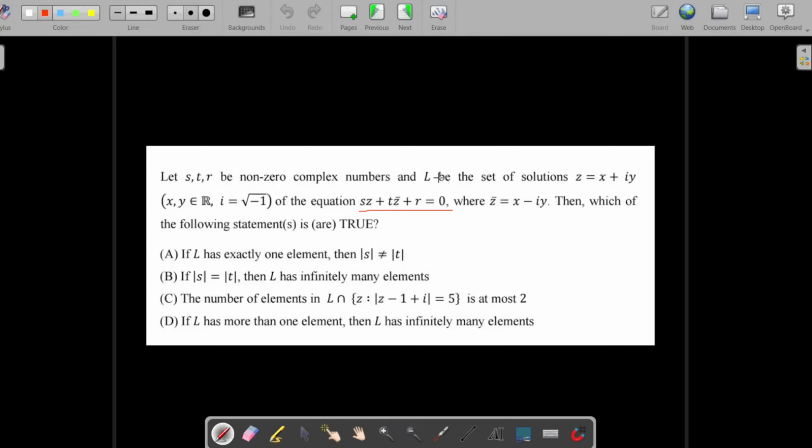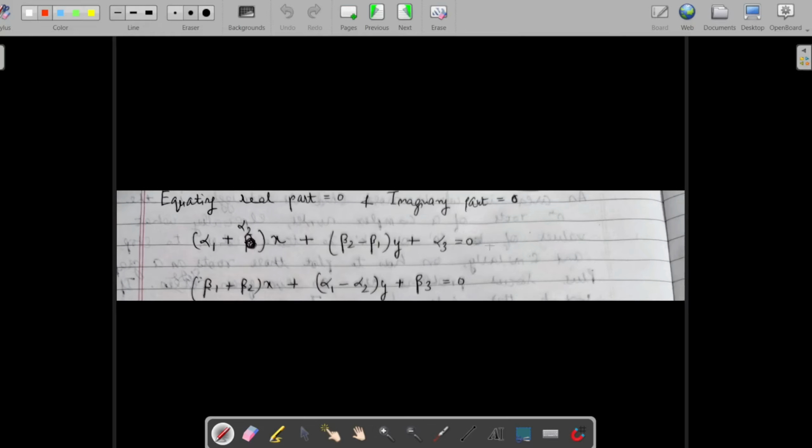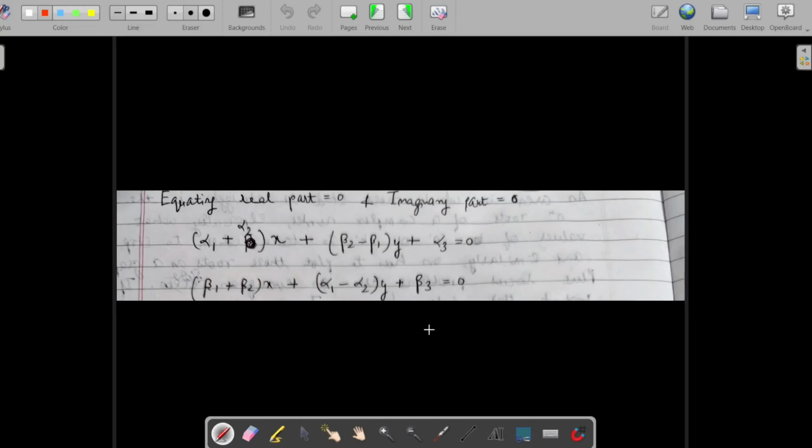So if L is the solution of this equation, and you have two straight lines emerging from this equation, L will be the set of solutions of those two straight lines. What it means, that either they can intersect, they can be parallel, or they can be coincident. That is what I've written here. L is the solution of the equation. Since the above two equations, that is, these two equations, are based on this equation, L is basically the solution of the two linear equations written above, that is, these two equations.